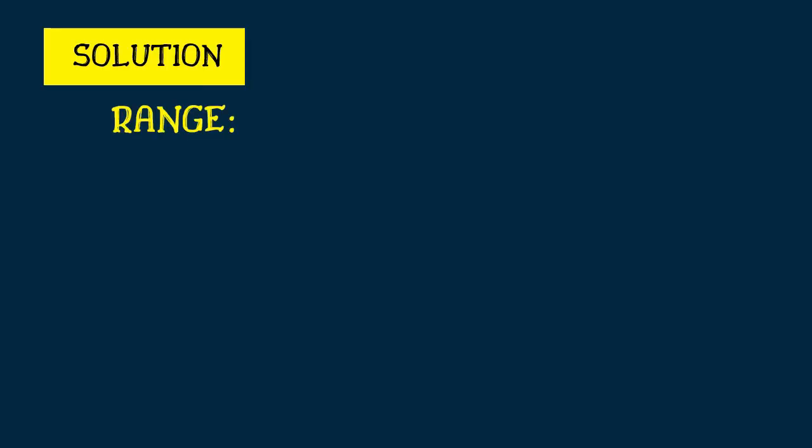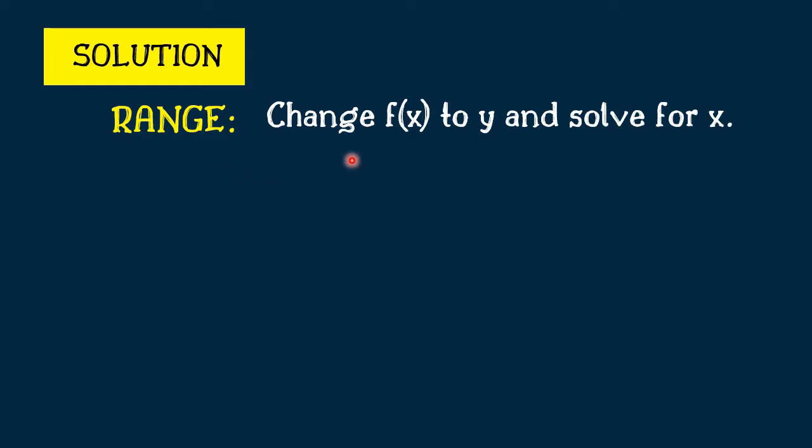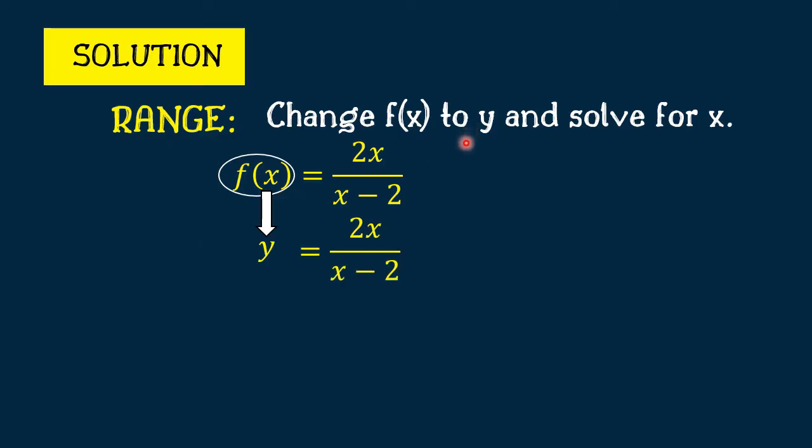How about the range? How do we find the range of a rational function? So first, we're going to change f of x to y and solve for x. Since we have here the given function, we have to change f of x to y, since we are looking for range, which are the y values. Simply copy this expression, 2x divided by x minus 2. The next step is we have to solve for x.